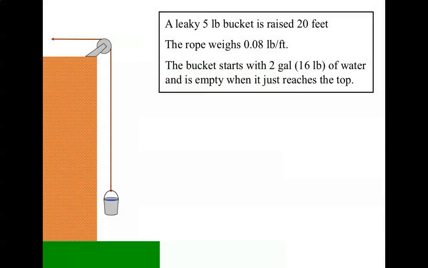All right, here we go with the bucket example. Okay? Now we're starting right off with the hardest one of all, okay? We've got a bucket full of water, the bucket's leaking, and we have to consider the weight of the rope. Now a lot of times we do a problem like this and we don't have a leaky bucket, okay? So let's pretend for a minute that the bucket isn't leaking, okay? Now they tell us that the bucket has 2 gallons of water, which is 16 pounds.